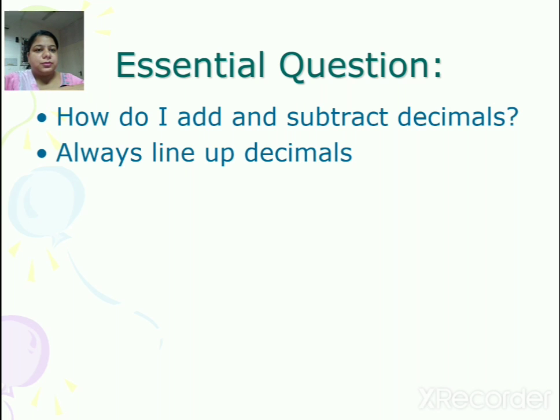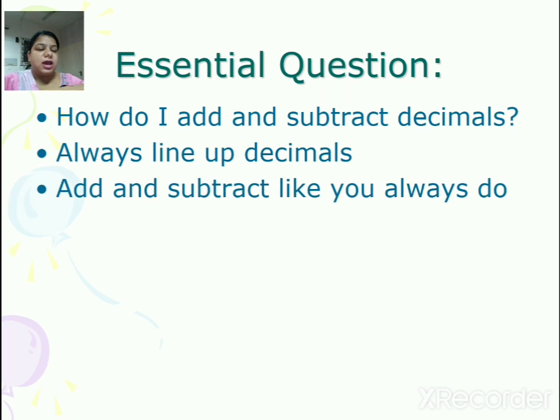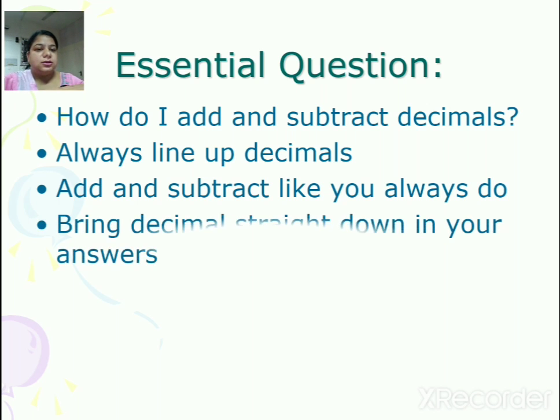Okay. So next, after that, you have to add or subtract like you always do in the lower classes, or how you have been doing addition or subtraction till now. And then you have to bring the decimal straight down in your answer. Wherever the decimal was earlier, you have to put the decimal again at that place only, right? So let's just see some examples.